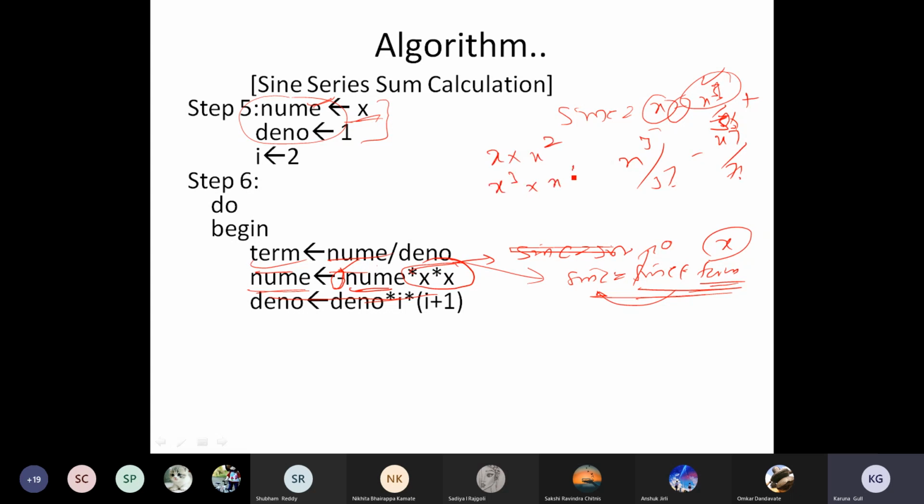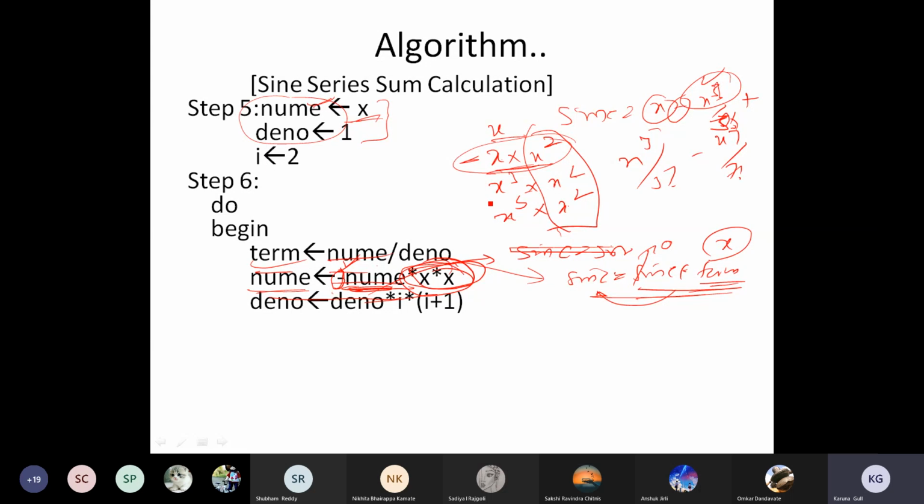Then you have x cube already. Then you have to multiply this with x square. Then I have already x raised to 5. Then you have to multiply this with x square. So this gives me x, then x cube, x raised to 5, x raised to 7, and so on. So this term is constant here. We are keeping it constant. This is only the numerator that is changing. So initially it is x, I am multiplying this with x square. So I am going to get x cube with minus sign. Is it okay?